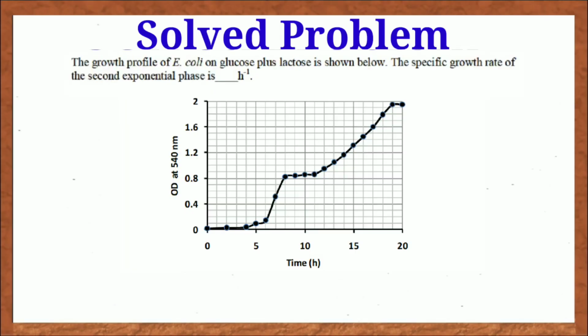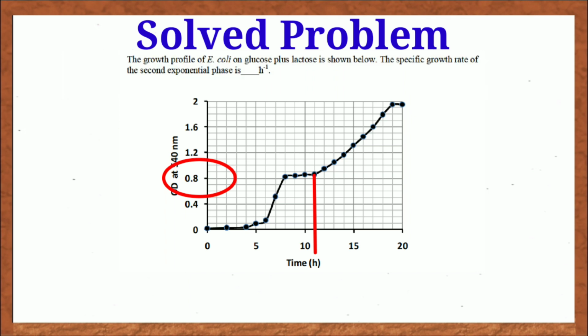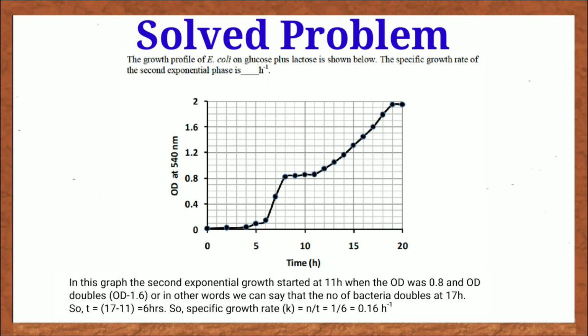Now it's time to solve some numerical problems that appeared in previous year GATE or JAM examinations. The number of microbes present in the solution is indirectly measured spectrophotometrically. From the OD versus time plot, you have to calculate the value of K for the second exponential phase in per hour. To solve this type of problem, just take any OD value. For example, I have selected OD 0.8 at 11 hours and at 17 hours it becomes double, that is 1.6. So the bacteria require 6 hours to double. So K is equal to N by T or 0.16 per hour.